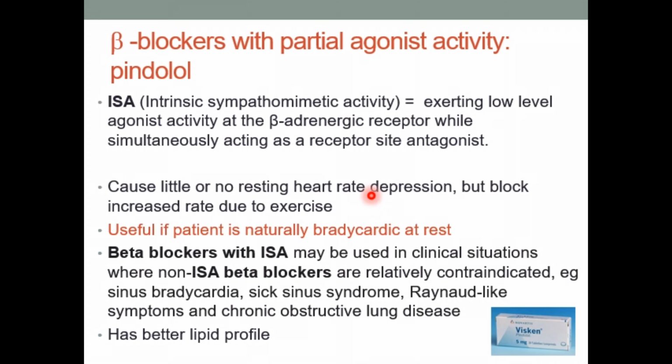Okay, so it's useful in a patient who is naturally bradycardic at rest, and also a beta blocker with ISA like pindolol may be used in clinical situations where non-ISA blockers are contraindicated. Okay, for example in sinus bradycardia, sick sinus syndrome, Raynaud's-like syndrome, and COPD. And also the advantage of pindolol, it has a better lipid profile compared to the other beta blockers. Right, that's it for the beta blockers.